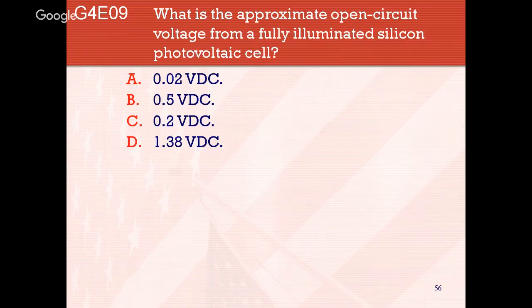What is the approximate open circuit voltage from a fully illuminated silicon photovoltaic cell? And remember, that's just about a half a volt DC. That is the open circuit voltage. If you put that single cell out there, put sunlight on it, and measure it with a voltmeter, preferably a digital one, you see about 0.5 volts DC.